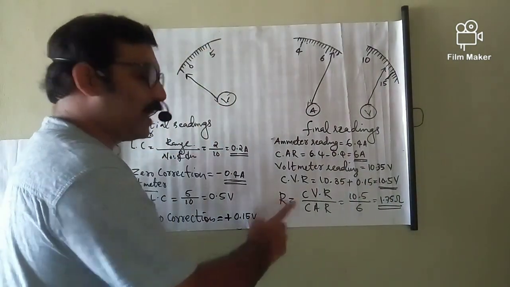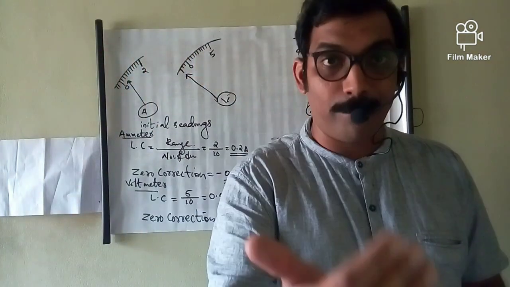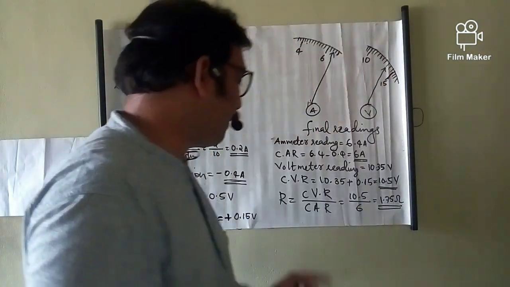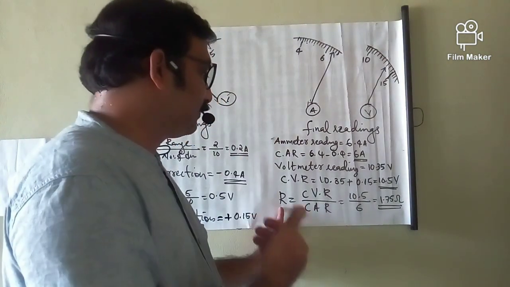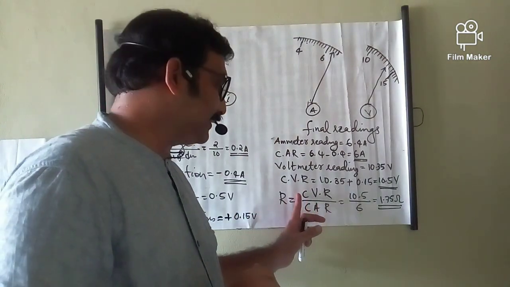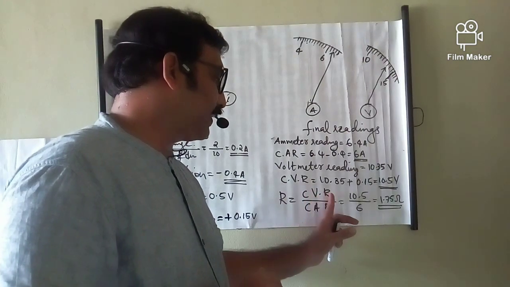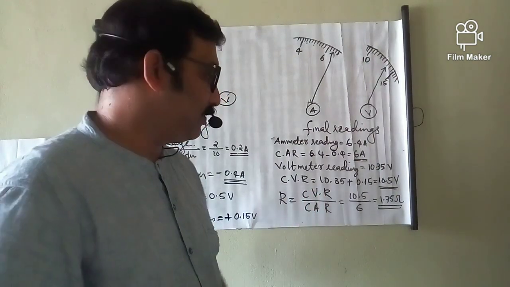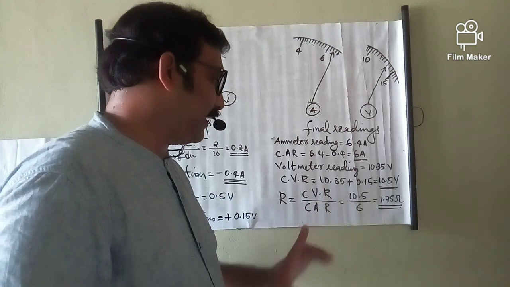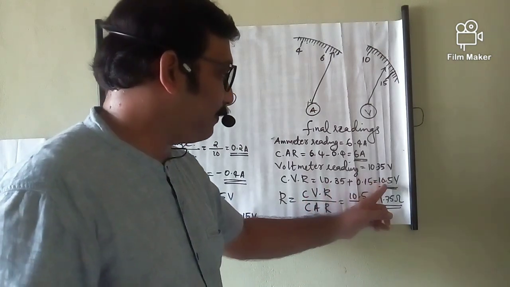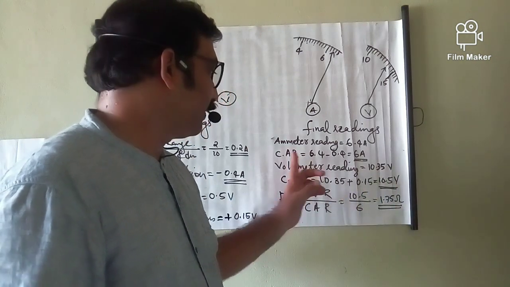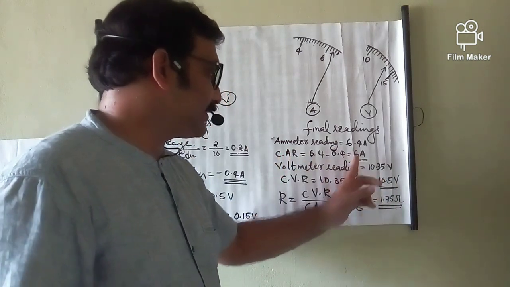Then how to calculate resistance? We can apply Ohm's law. The resistance of the given wire is the corrected voltmeter reading divided by the corrected ammeter reading. The corrected voltmeter reading is 10.5, and the corrected ammeter reading is 6 ampere.